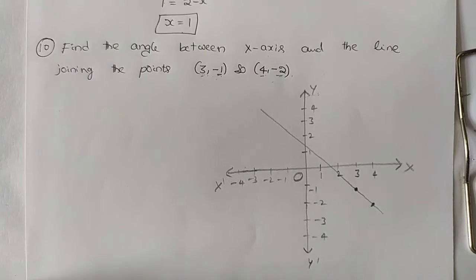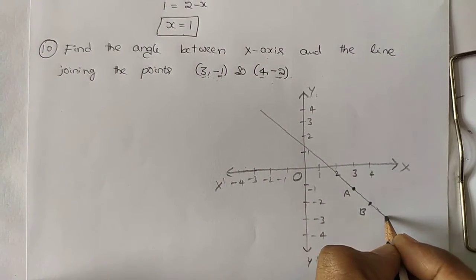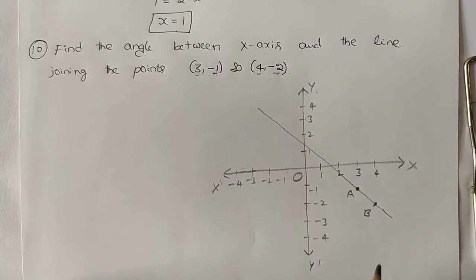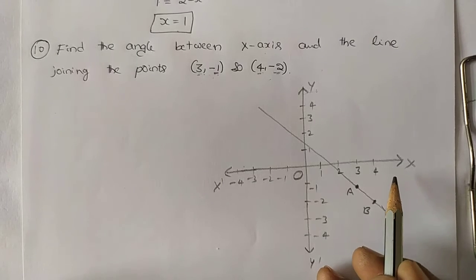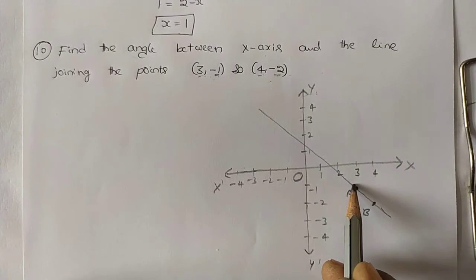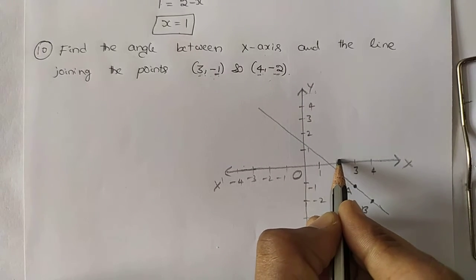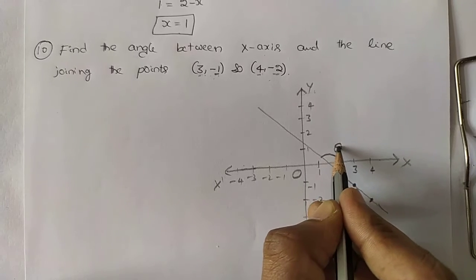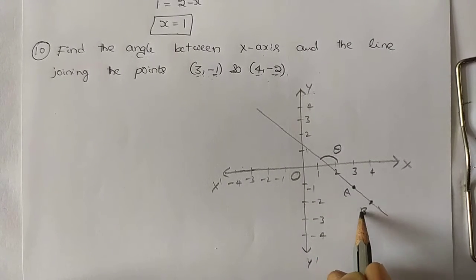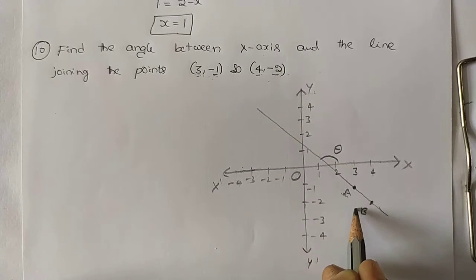like this, if you join these points, I mean point A and point B, he is asking to find the angle between the x-axis and the line joining the points. This angle he is asking. This is what we have to find. Now you just find out the slope of AB.